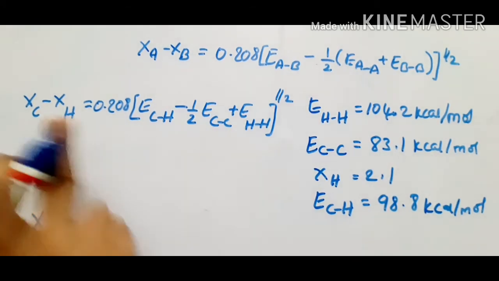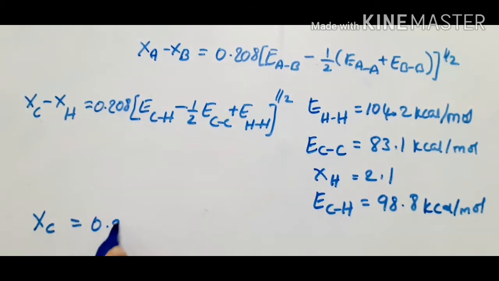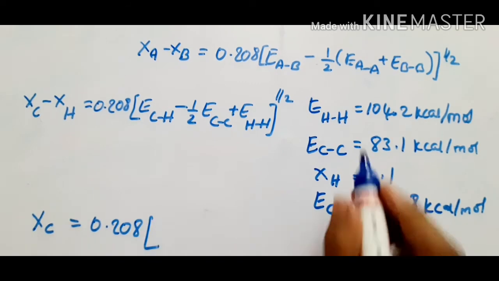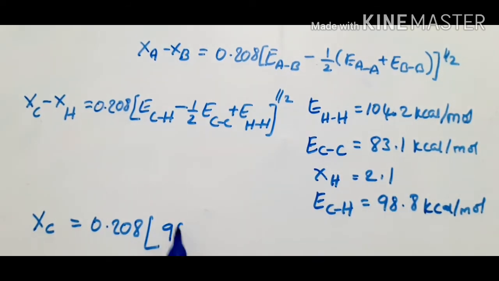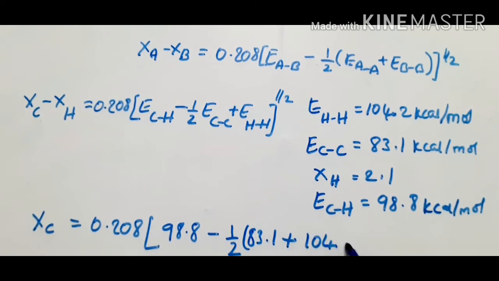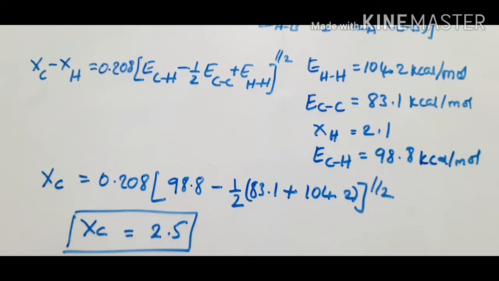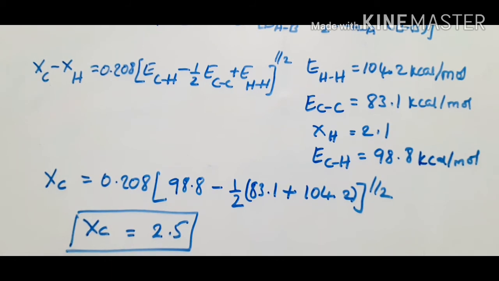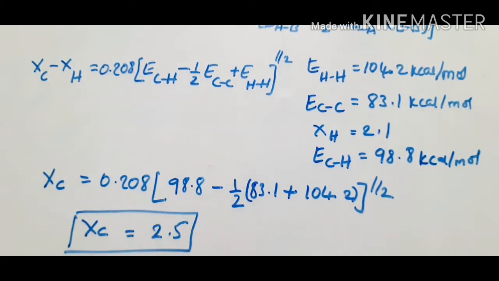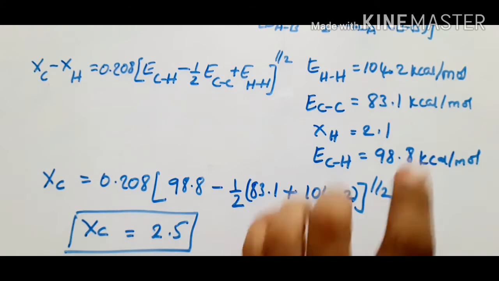the XC will be coming this way, right? 0.208 into, what is ECH? 98.8 minus 1 by 2, what is ECC? 83.1 plus 104.2, whole power 1 by 2. When you solve this, you will have 2.5, the electronegativity of carbon. You see, you have to know what formula to apply by observing the given data.